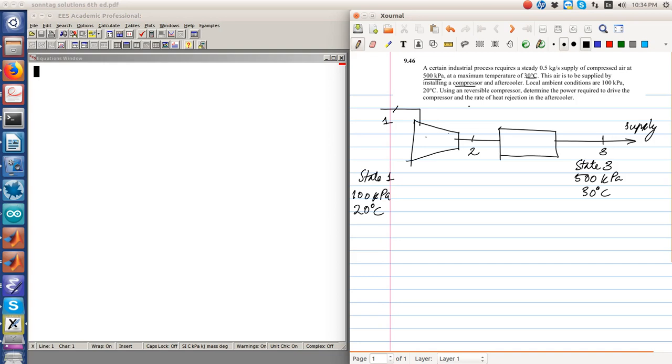Okay, using a reversible compressor. So this is a reversible, and if it is an ideal compressor, we can assume it to be adiabatic. So this will be isentropic. The mass flow is at 0.5 kg per second. You must find out the rate of heat rejection in the aftercooler as well.